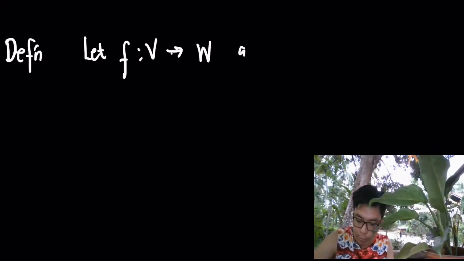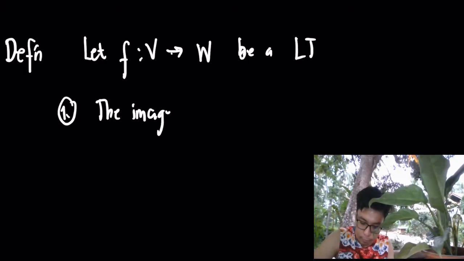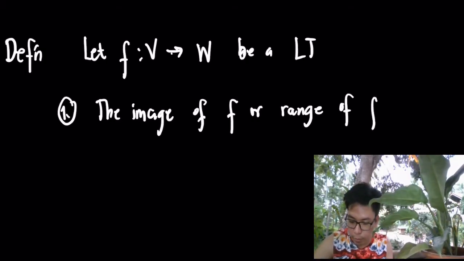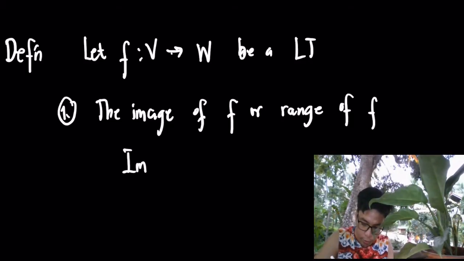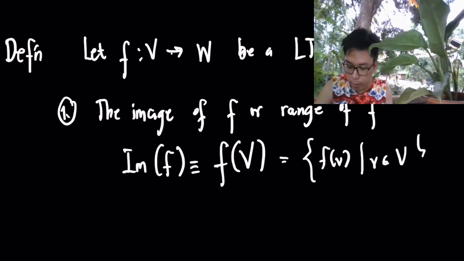Given that you have a mapping from V to W that is a linear transformation, number one, the image of F, or simply the range of F, is the set that is the same as the set containing F of v, where v is from V.